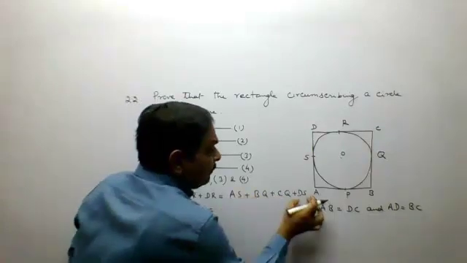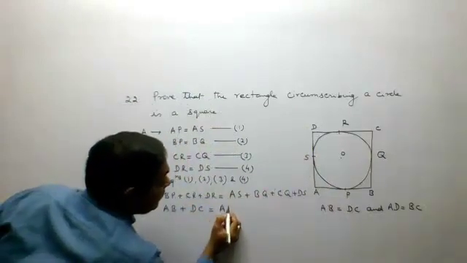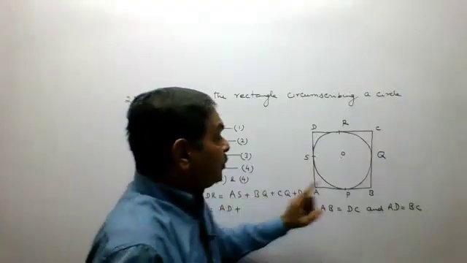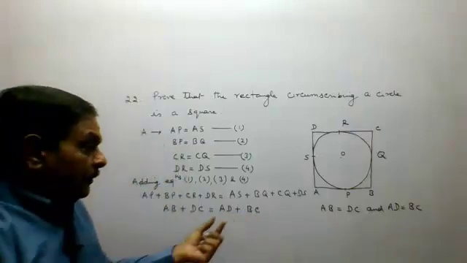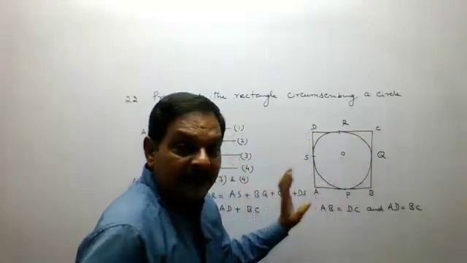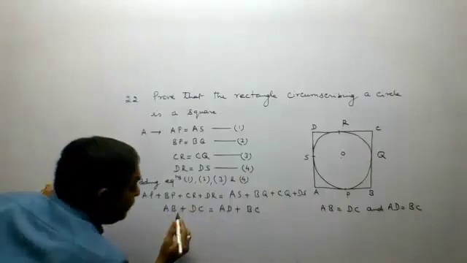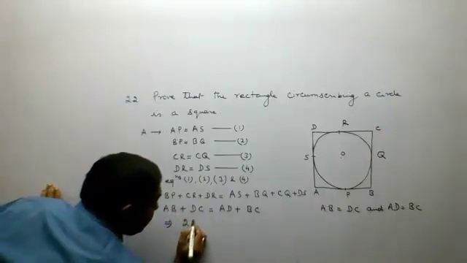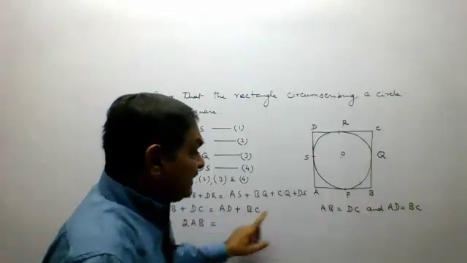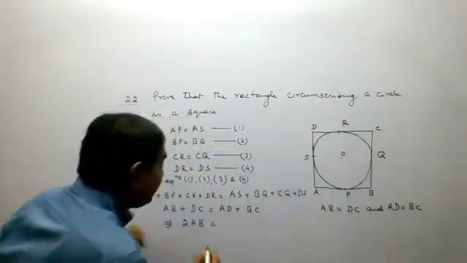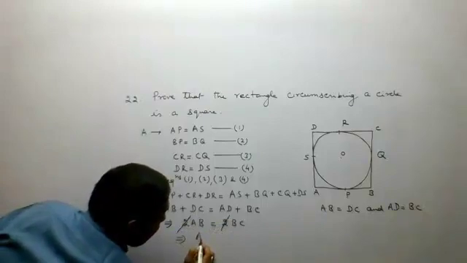Now I add AS plus DS. Now AS plus DS is AD, plus BQ plus CQ. BQ plus CQ is BC. This I obtain. Now since ABCD we have taken as a rectangle, AB is equal to DC. Now AB is equal to DC means I can write it 2 times AB. This is equal to AD plus BC, and since AD and BC are equal, I can write it 2 times BC. 2 and 2 are cancelled, which gives us AB is equal to BC.